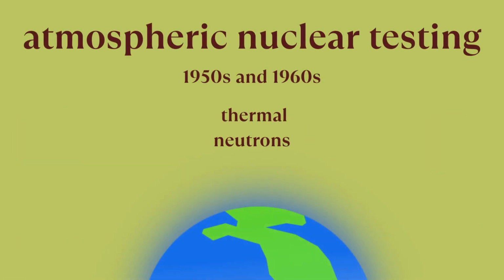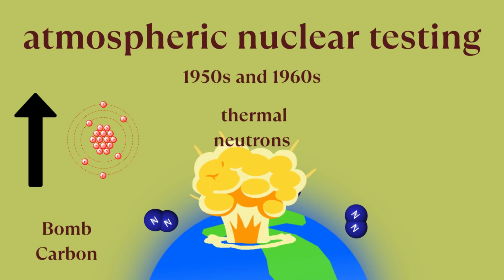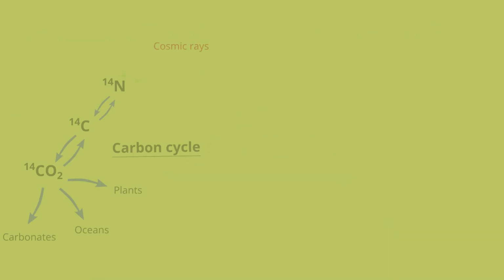These atoms can also be formed as a result of atmospheric nuclear testing done in the 1950s and 1960s. The nuclear bombs brought lots of thermal neutrons, which then reacted with nitrogen in the atmosphere. The result was a massive increase of C14 levels. This is also called the artificial radiocarbon or bomb carbon.